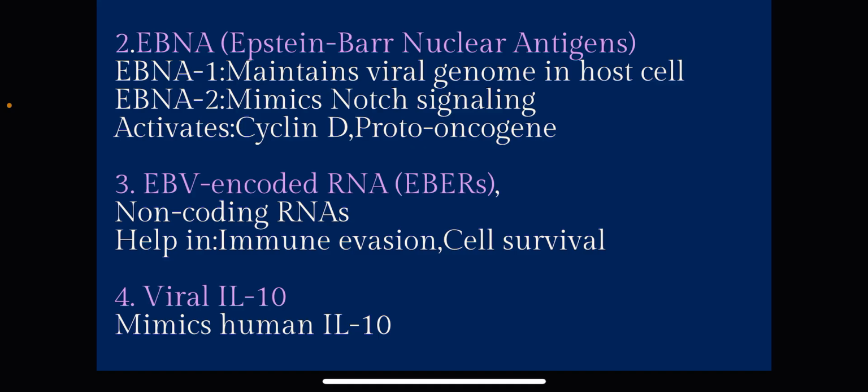Now, the third one, Epstein-Barr virus encoded RNAs, or EBERs. Those are non-coding RNAs that help in immune evasion and cell survival. Now the fourth one is viral interleukin 10. This mimics the interleukin 10 seen in humans. Also, they are anti-inflammatory cytokines that suppress the immune response.